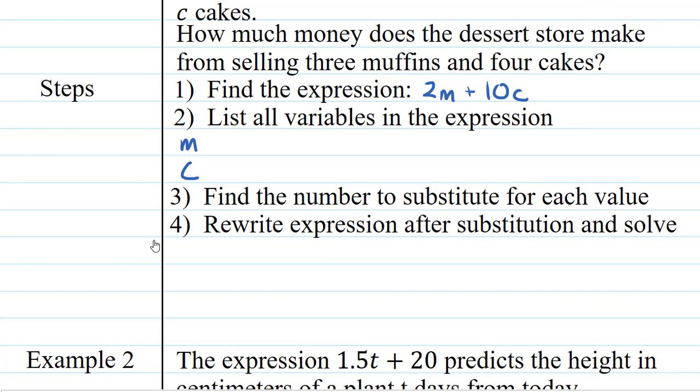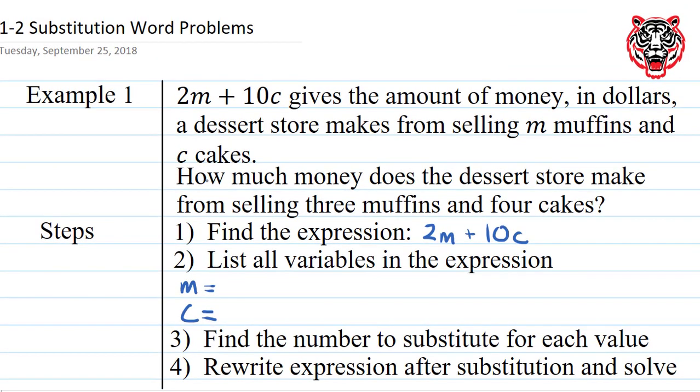All right, now we're on step 3. Find the number to substitute in for each variable. So now for step 3, we're putting this equal to some number. So now we have to go back to the problem. What is M? What is C? What is the number? I know what M stands for. It says M muffins right here. But what do I substitute in for M?